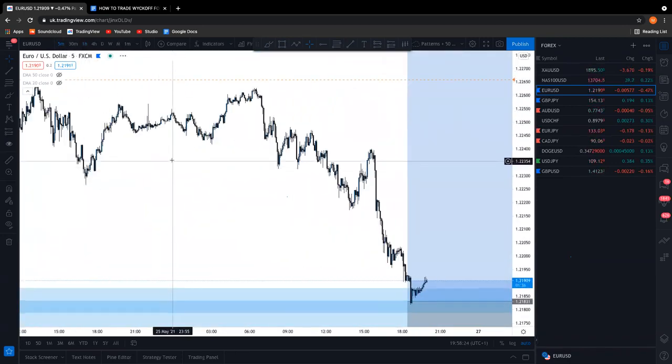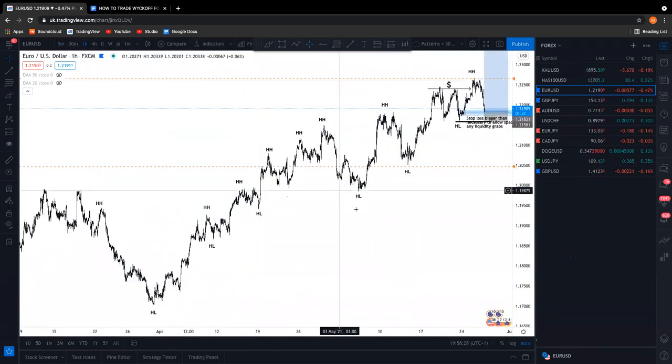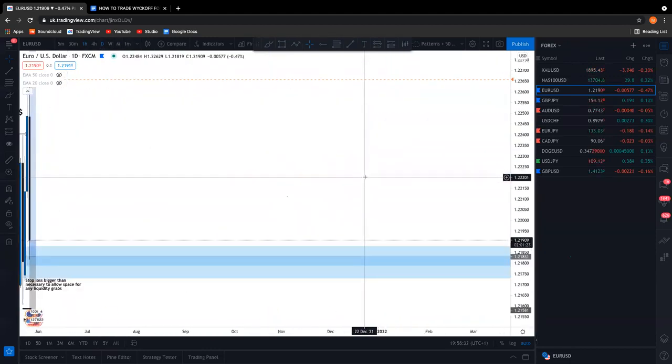So how did I refine this? Right, I'll show you exactly how I refine this setup. So this is what I noticed. If I start on the higher time frames, you can see on the daily time frame, you can see very clearly, right?